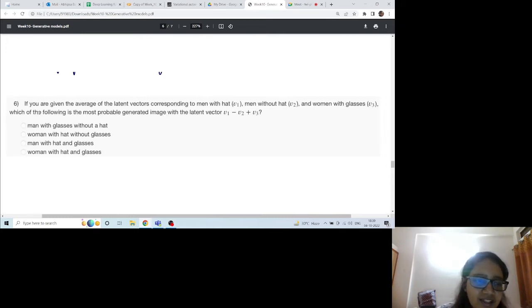See, you are given the average of the latent vectors: men with hat is given by the latent vector v1, men without hat is given by the latent vector v2, and women with glasses is given by the latent vector v3. Which of the following is the most probable generated image with the latent vector v1 minus v2 plus v3? You can think of the information, men with hat, as something like men plus hat.